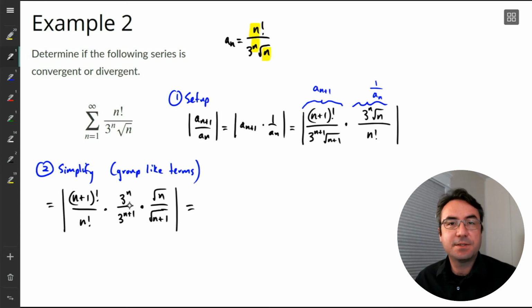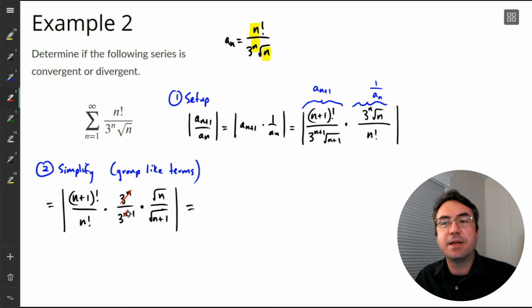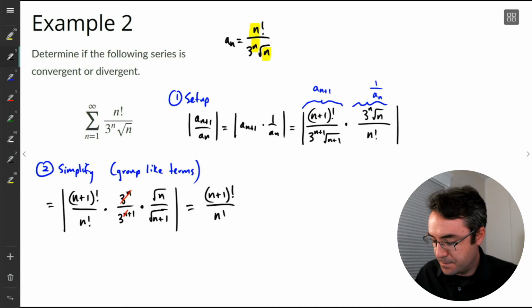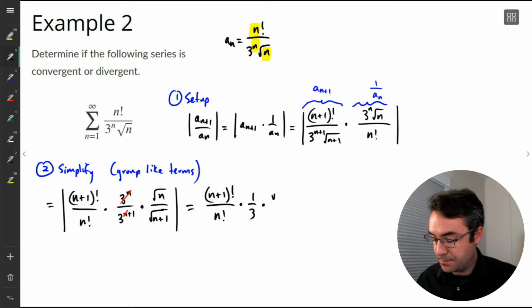And then while we're at it, let's simplify these powers of 3. So there's n copies of 3 in the numerator. There's n plus 1 copies of 3 in the denominator. So everything's going to cancel except one of those copies of 3 that are in the denominator. We'll have one left over. So let's write this out simplified. So n plus 1 factorial over n factorial. We'll deal with that in a few seconds. The powers of 3 here end up simplifying into just 1/3. And then we have our square root terms.